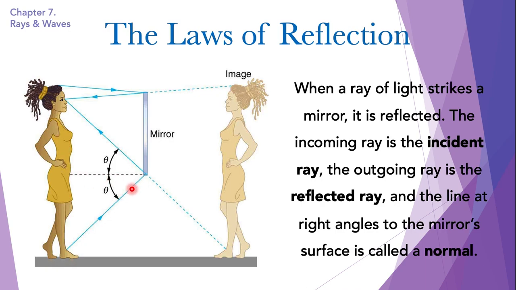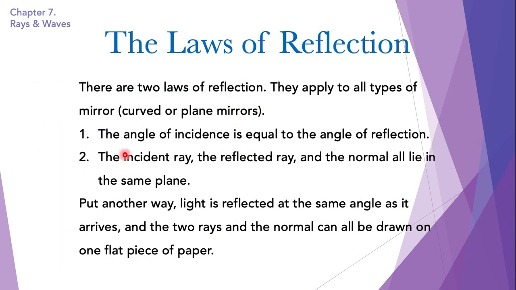So this is the incident ray, and the angle at which this incident ray is moving is called the angle of incidence. So this angle of incidence is equal to the angle of reflection. The angle of reflection is the angle of the reflected ray. So this is the angle of reflection and this is the angle of incidence. And you can see that both the angles are equal but in opposite directions. So this is the first law of reflection. The angle of incidence is equal to the angle of reflection.